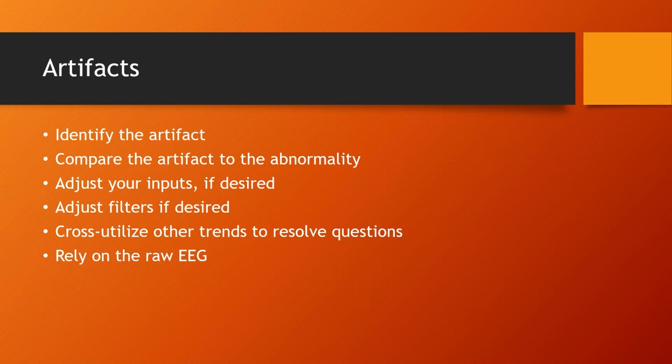Drop out an electrode that's confounding your trends. You can adjust the filters, narrow your filters to remove a particular artifact if it's particularly high frequency or a particularly low frequency, and you can cross utilize other trends to resolve the questions that you have. And by all means, rely on the raw EEG.